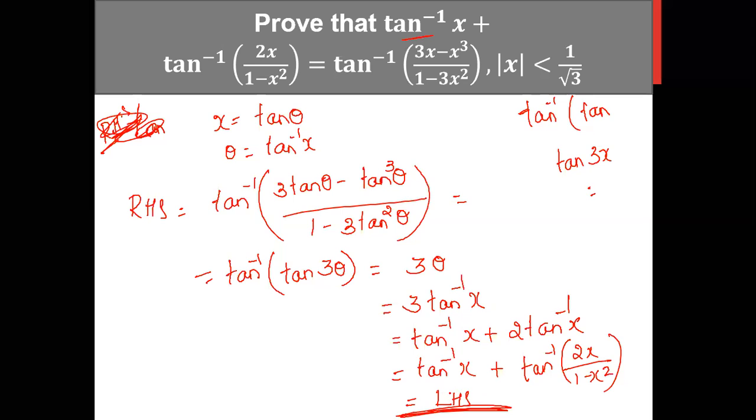This is how we proved this. Okay, I will repeat the substitution. I have taken x is equal to tan theta, and from RHS I have started. So it becomes 3 tan theta minus tan cube theta by 1 minus 3 tan square theta, which is the formula of tan 3x. Okay, then I have split it. 3 tan inverse x, I have split it into two parts as tan inverse x plus 2 tan inverse x. So for 2 tan inverse x, I have substituted the formula.